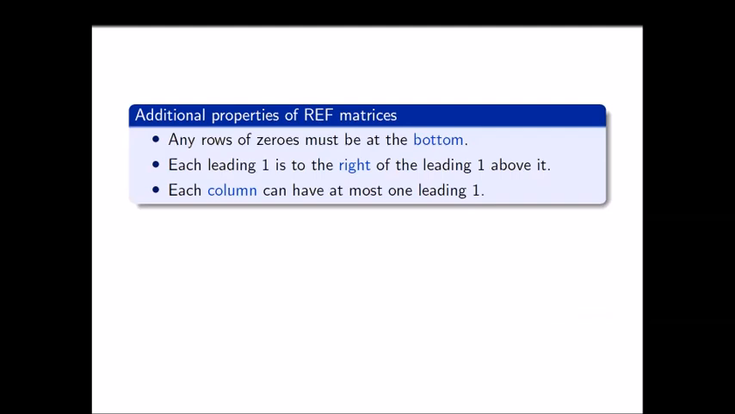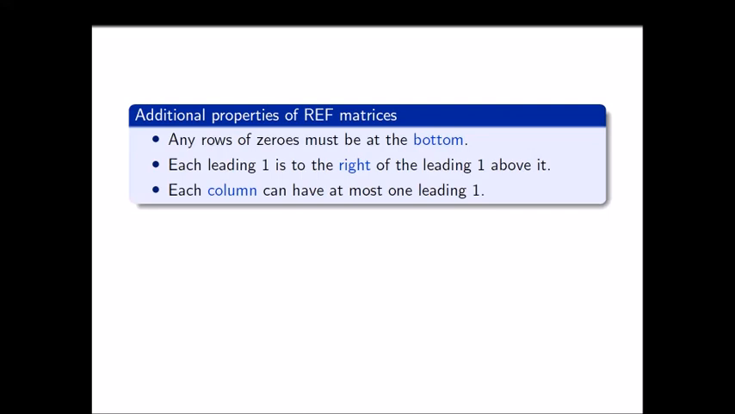So here are some additional properties of REF matrices, row echelon form matrices. Any rows of zeros must be at the bottom, something I said earlier. Each leading one is to the right of the leading one above it. This comes directly from the second property of the definition of row echelon form because it's completely dependent on how many zeros are present in a particular row before we get to the first non-zero entry. And each column can have at most one leading one.